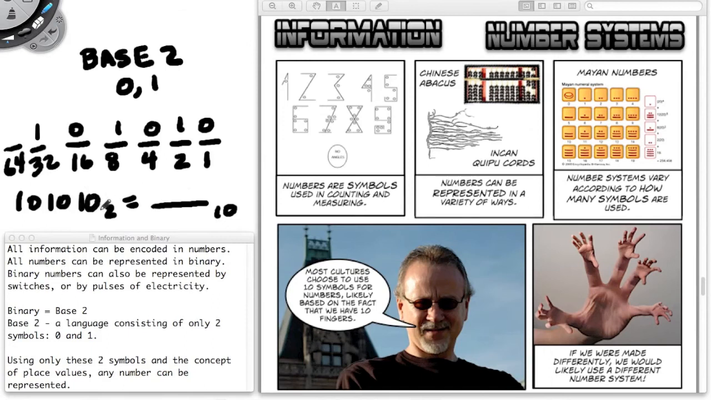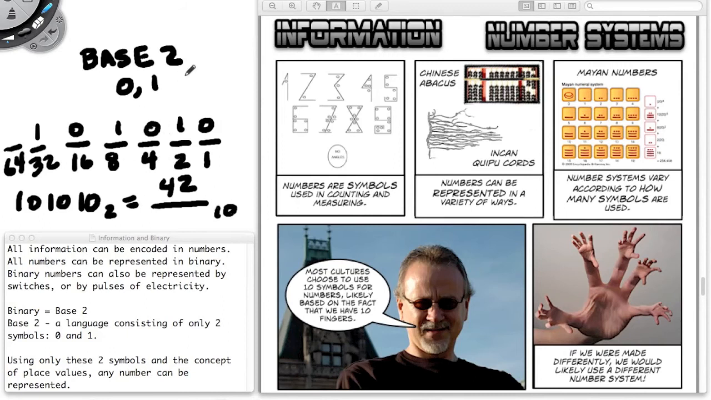101010 base 2. What is that in base 10? We can do this by, again, taking the symbol times the place value. 1 times 32. 32 plus 8 plus 2. We can just ignore the zeros. 32 and 8 is 40, and 2 is 42. So that number is 42 in base 10.